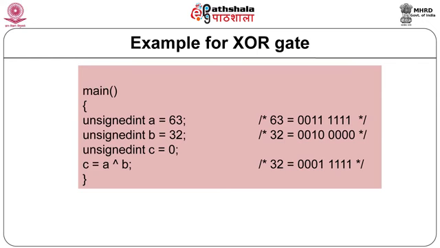Now 63 and 32 binary numbers are written, and if you perform XOR between the LSB of 63 and the LSB of 32, your result is 1. So you go from LSB to MSB and you will get the final result, that is 0 0 0 1 1 1 1 1, and that result will be stored in C.